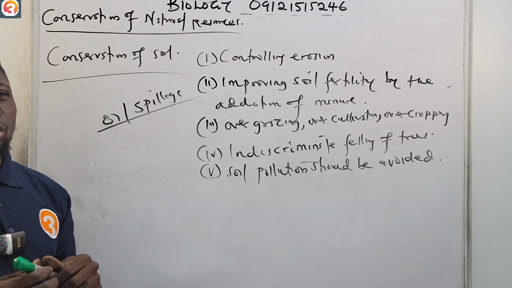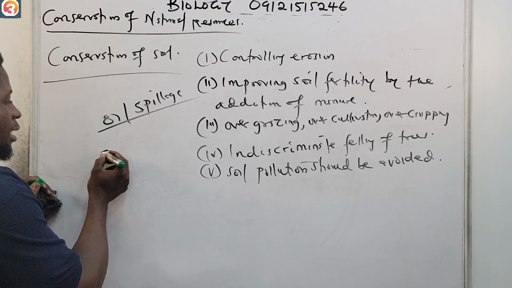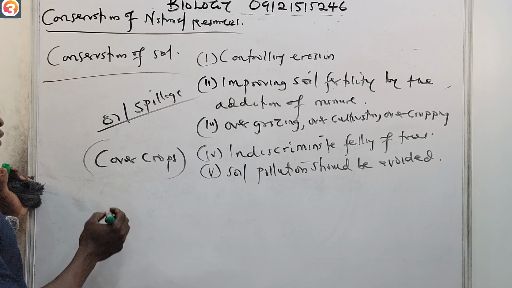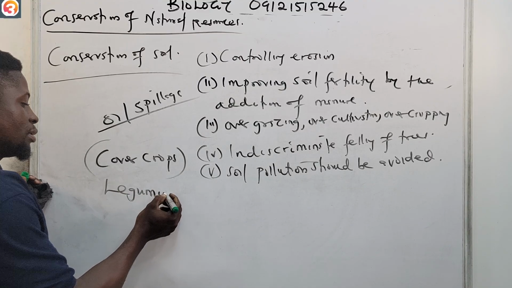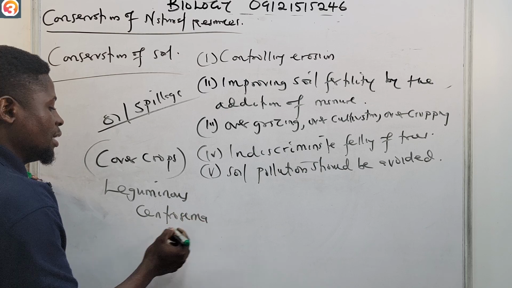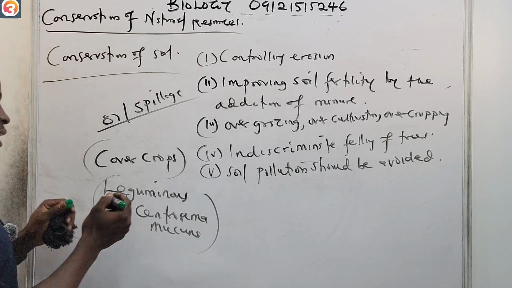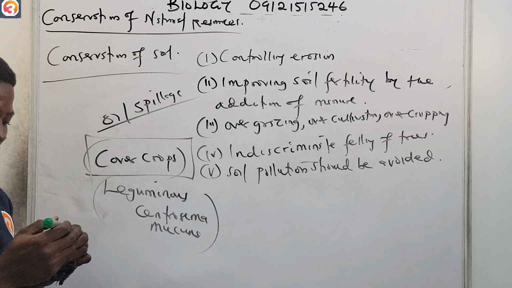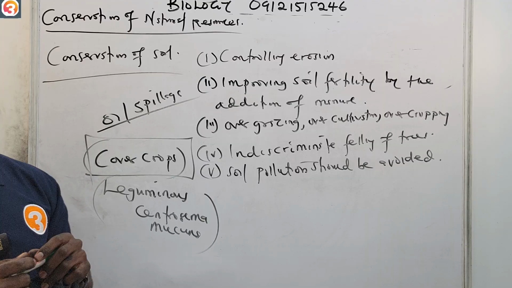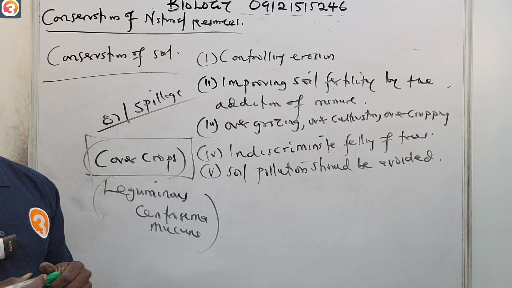Also, cover crops should be planted to prevent erosion. We call them cover crops. They should be planted, like all those our leguminous crops, like centrosema and mucuna. All of these should be planted as cover crops to avoid erosion. What are the benefits of soil conservation?